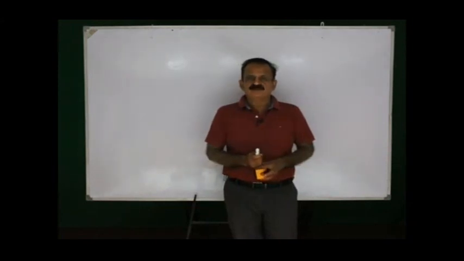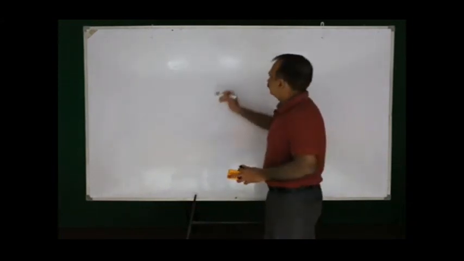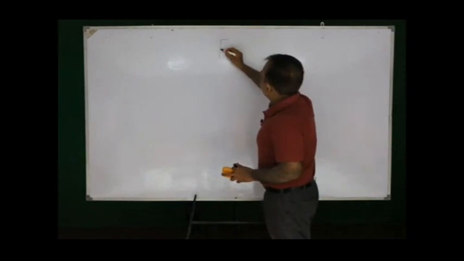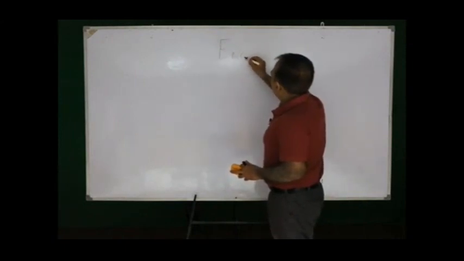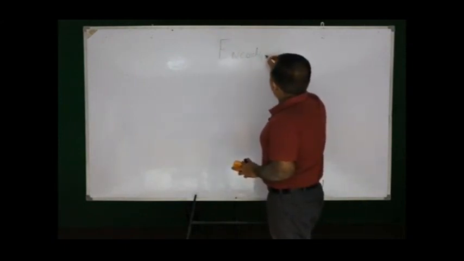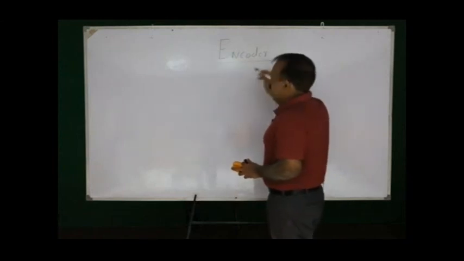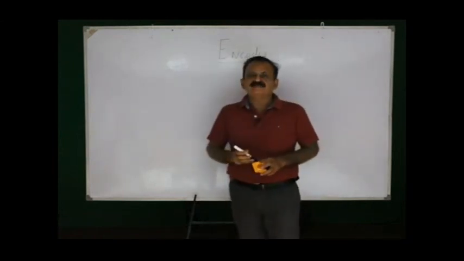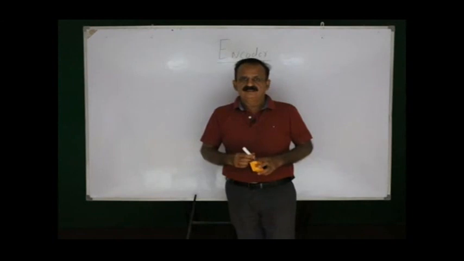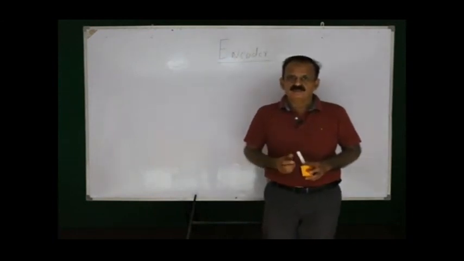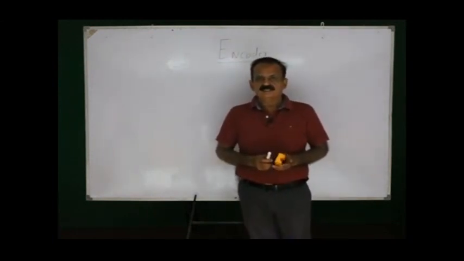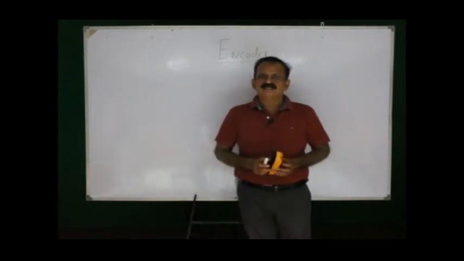Now we will start with the first one, and that is the encoder. What basically is an encoder? Encoder is a circuit which is used to convert decimal number to binary number. Decimal number to binary conversion, this is called encoding. So encoder is a circuit which is used to convert a decimal number to binary number.